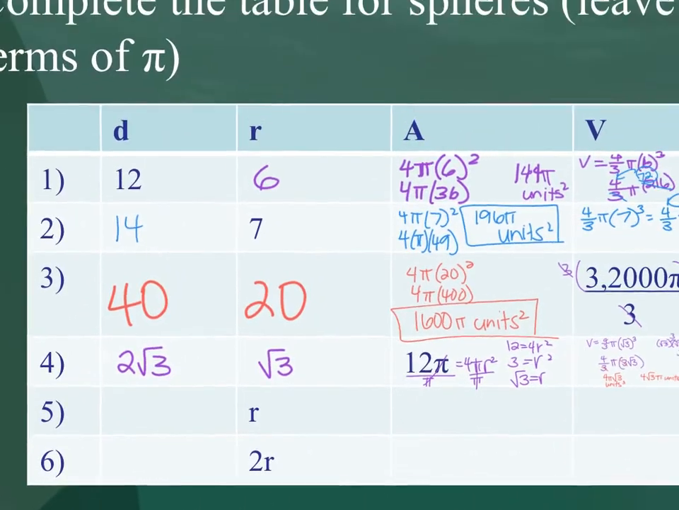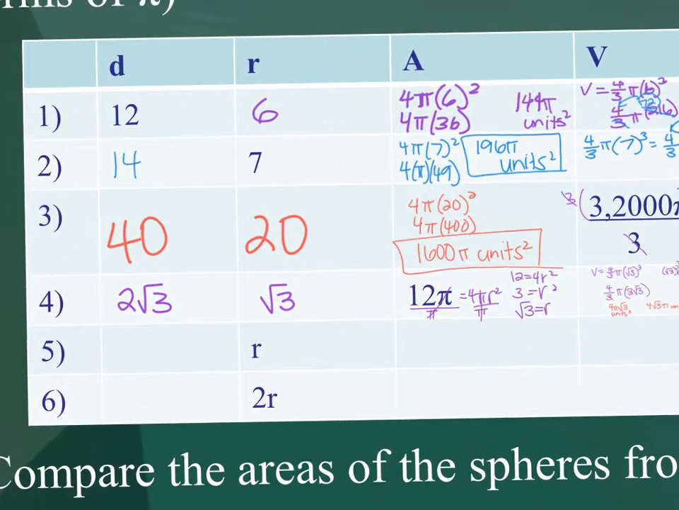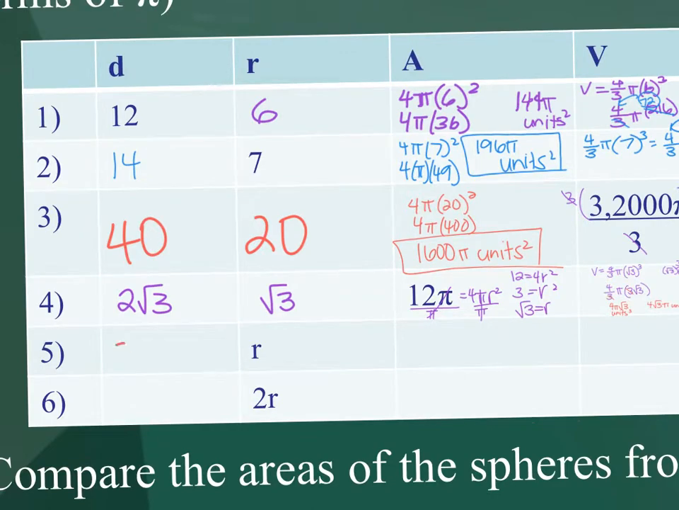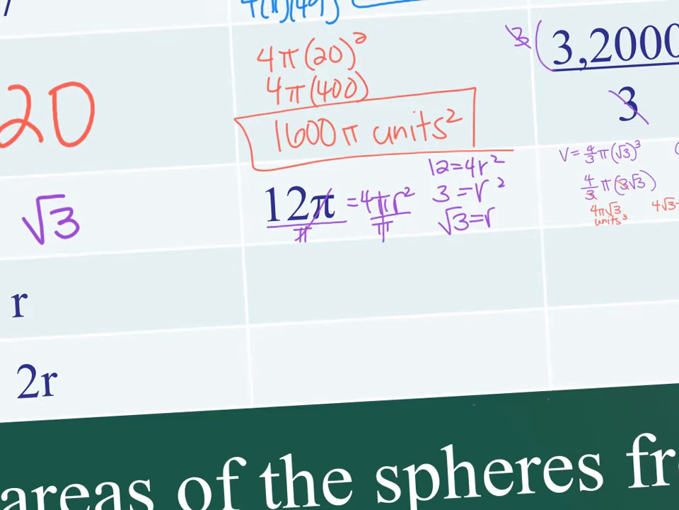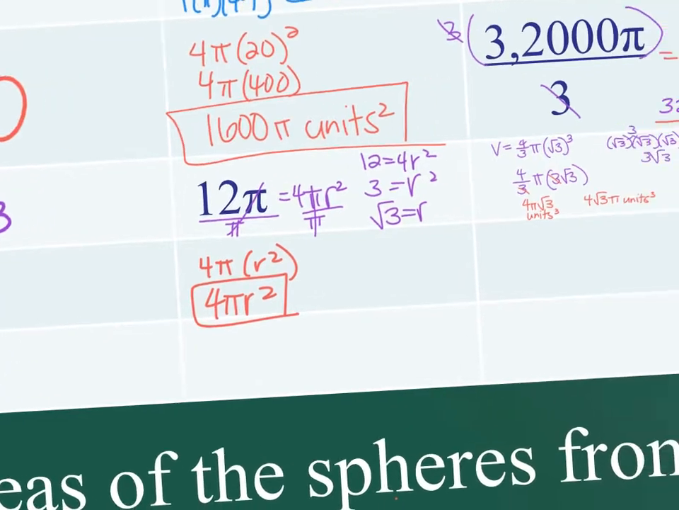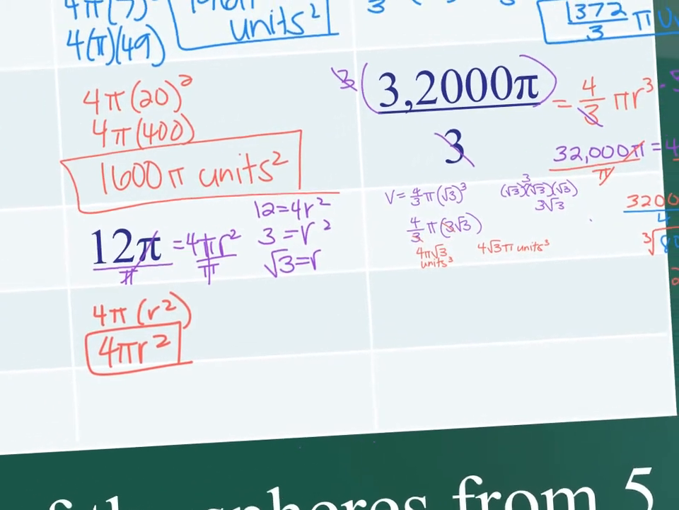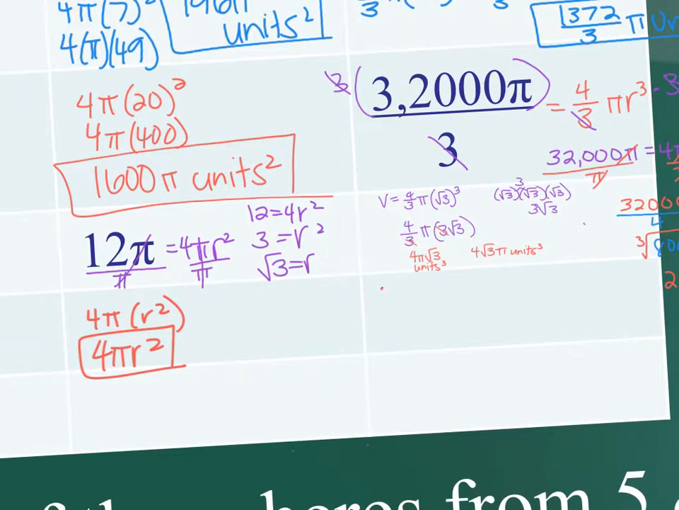So if my radius is r, what's my diameter? 2r. Area would be 4 times pi times r squared, and the r is the r. So it's just 4 pi r squared. Can't simplify it any further than that. And then the volume, 4/3 pi r cubed. And it doesn't get any further simplified than that. It would stay just that way.